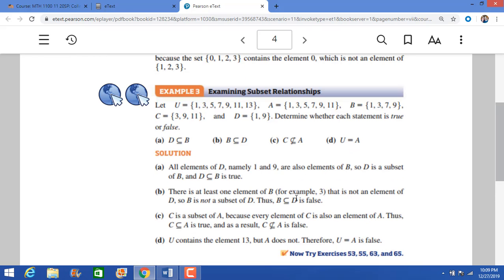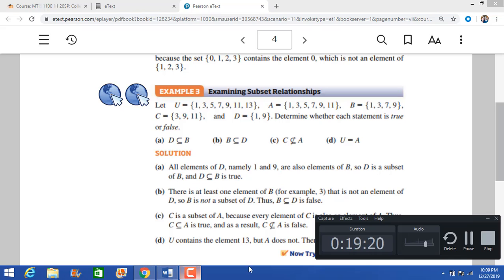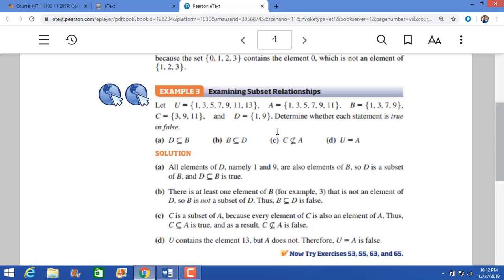Okay, so now here's example 3. We're going to let U equal this set, A is going to equal this set, B is going to equal this set, and C and D are going to equal this set. So we just have to be careful with that. What we're going to do is look at parts A through D and determine whether these are true or false.